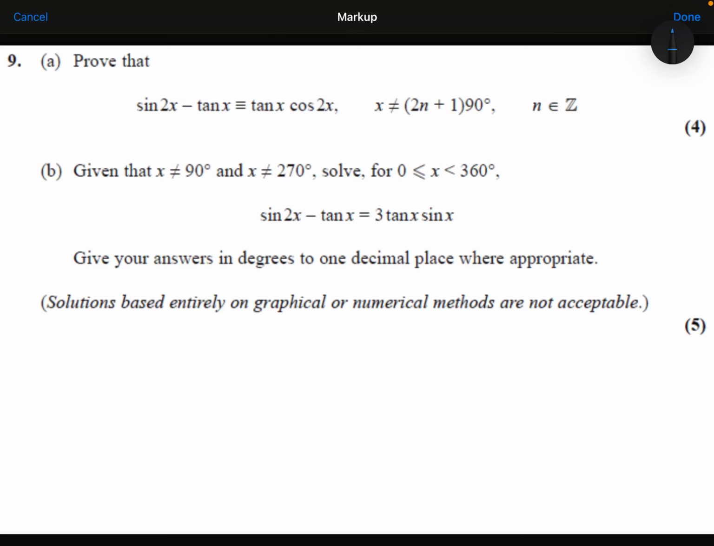Part A. Prove that sin 2x minus tan x is identical to tan x cos 2x. So I'm going to start on the left-hand side. So sin 2x minus tan x. And I'm going to expand this double angle to get 2 sin x cos x. And whilst I'm at it, I'm going to rewrite the tan as sin over cos.